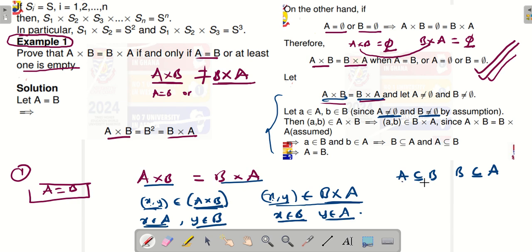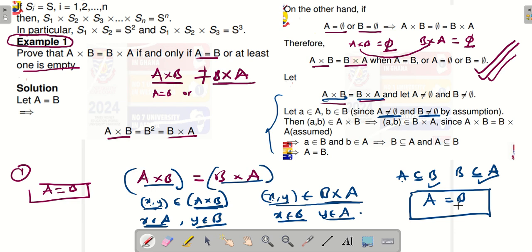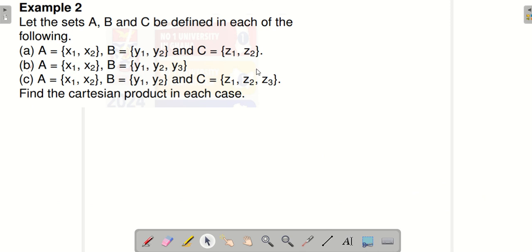Now, if A is a subset of B and B is a subset of A, the only condition that A can be a subset of B and B can also be a subset of A is when A is actually equal to B. And hence, the only condition that A cross B can be equal to B cross A is when A is equal to B, or A is an empty set, as proved here. So these are the only two conditions. Example 2.